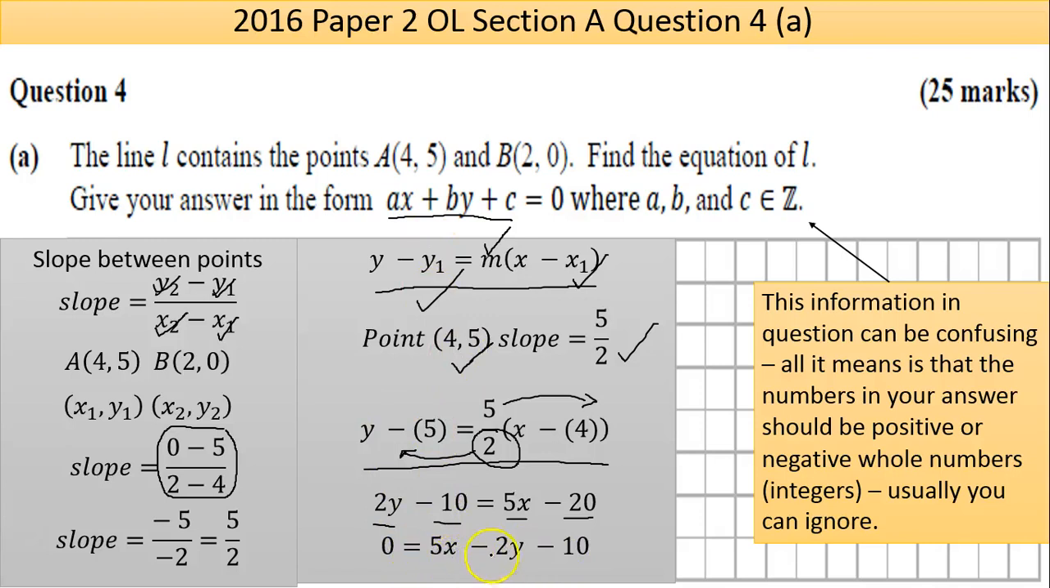Now you could argue, well, that's not in the form they wanted. Didn't they want 5x minus 2y minus 10 equals 0? But that is what I'm saying. It doesn't look precisely the way you might think it should look, but it's perfectly valid. Now, the last part of the question, which I haven't dealt with, is just saying that a, b, and c are elements of Z, meaning they're integers, so they could be positive or negative whole numbers. Okay, so that's part A.